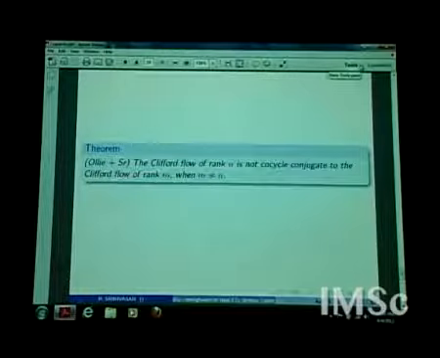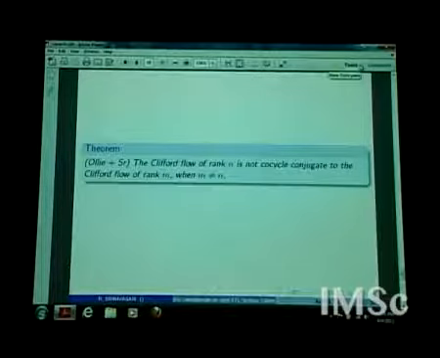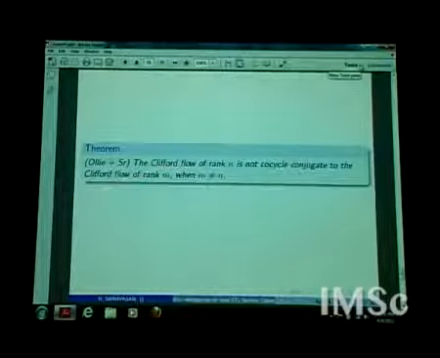So then we can show, using this super product system, that Clifford flow of rank n, I haven't said what rank is: there is a Hilbert space, small k, and the dimension of that Hilbert space is the rank. Okay. So a Clifford flow of rank n is not cocycle conjugate to a Clifford flow of rank m if n is not equal to m.